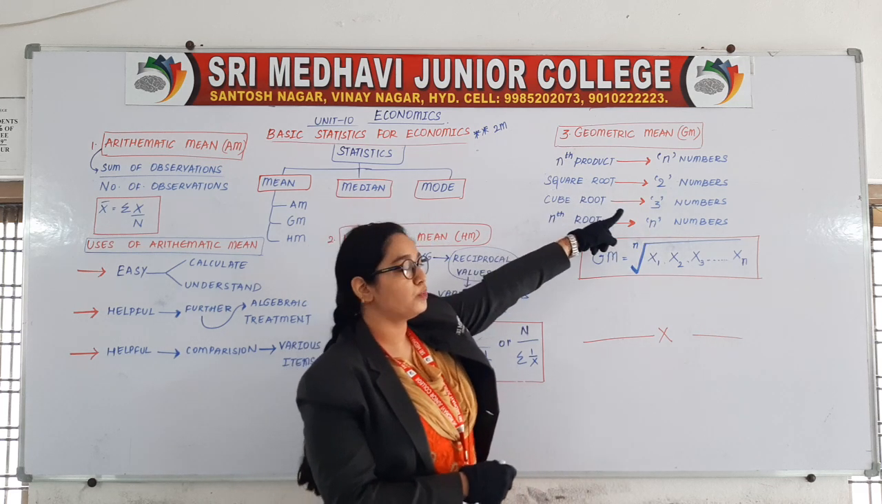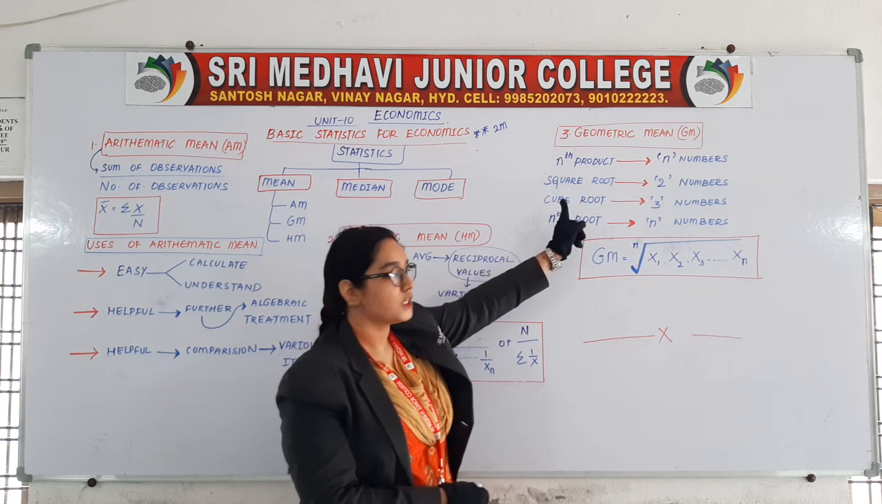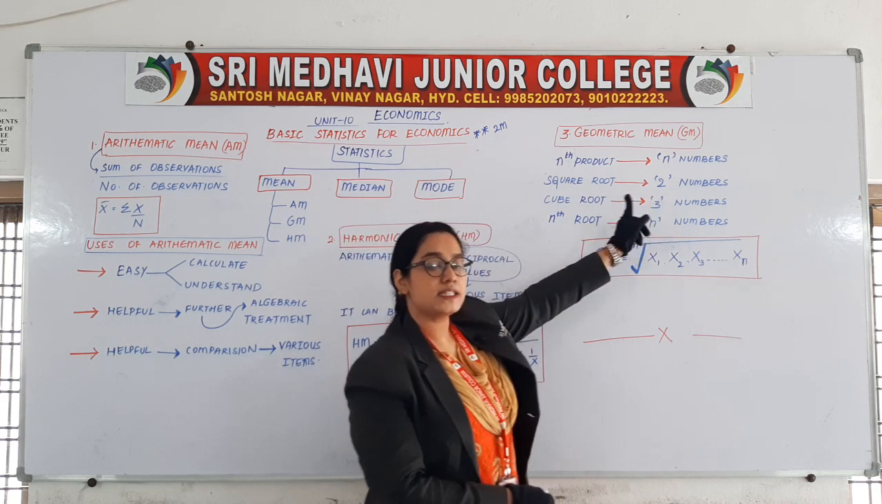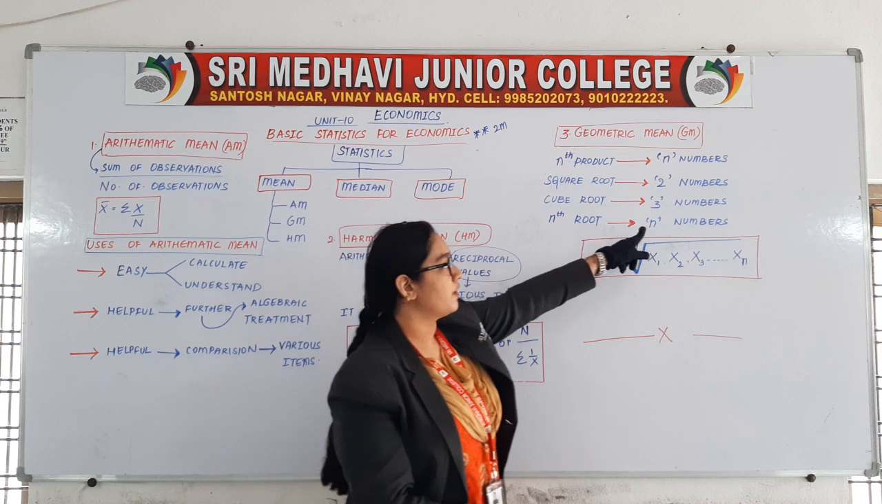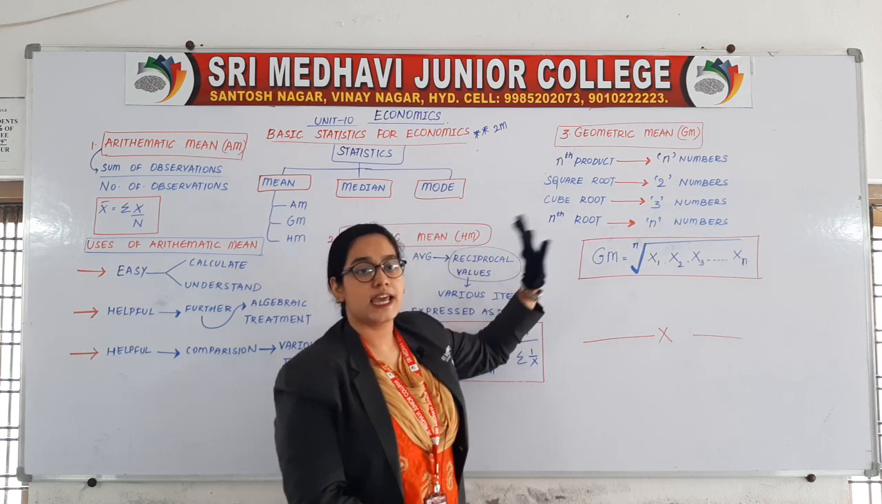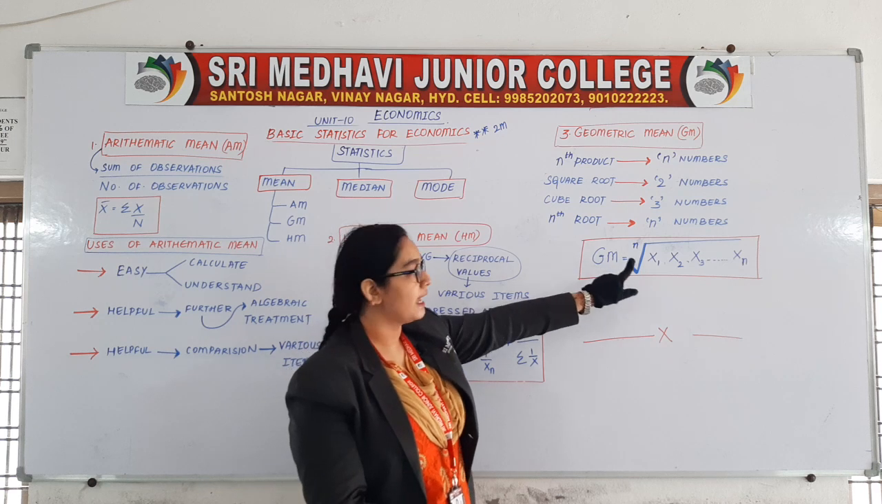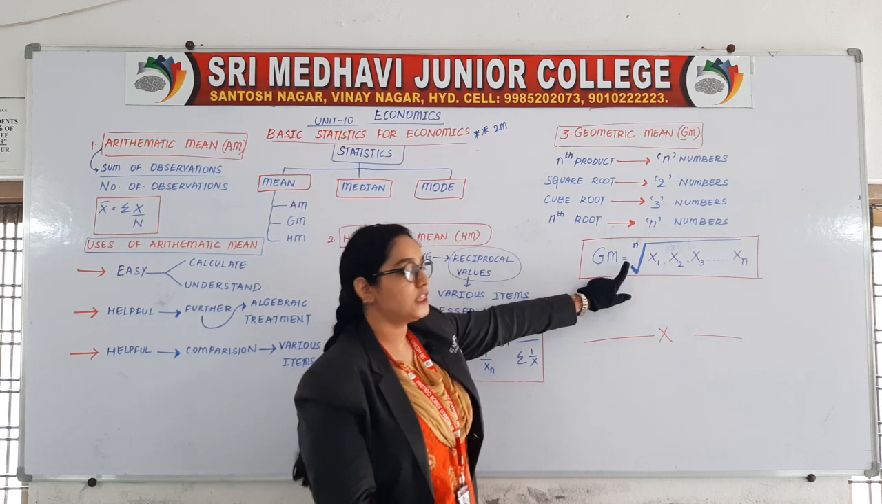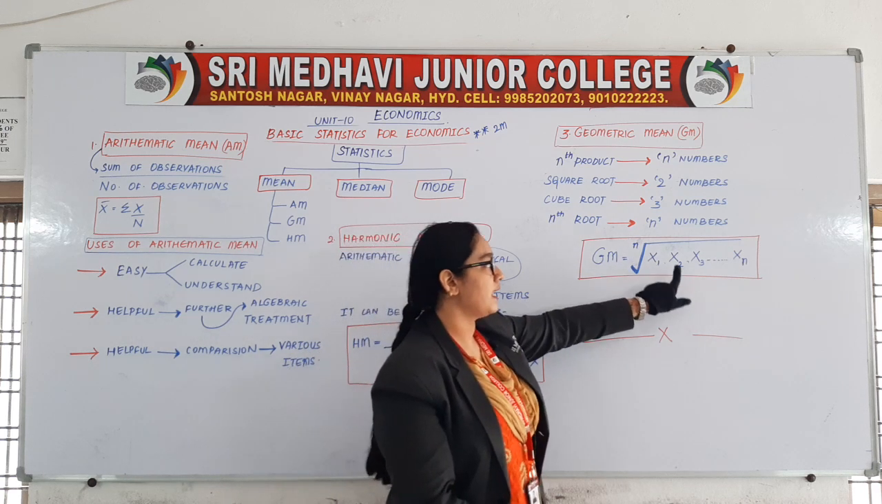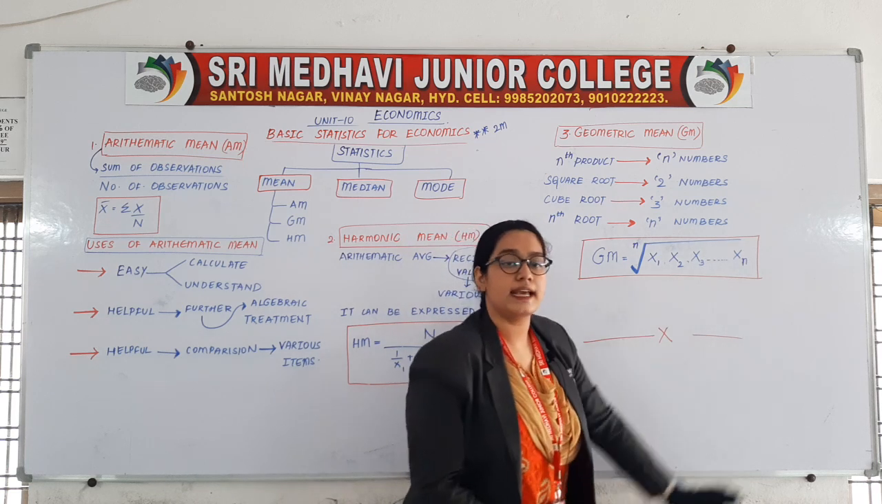So the product of two numbers goes with the square root, the product of three numbers with the cube root, and the product of n numbers with the nth root. Now how to calculate a geometric mean? With the help of this formula: nth root of x1, x2, x3 and so on up to xn.